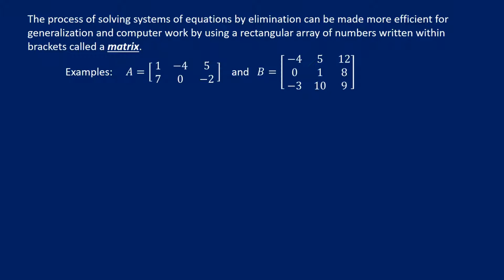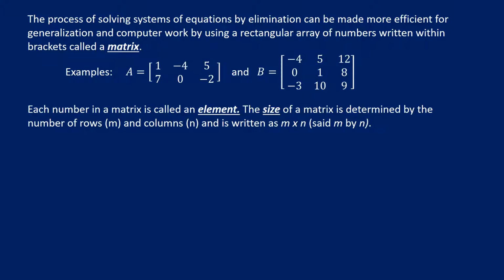And here are two examples of matrices. Matrix A we see is 2 rows and 3 columns. Matrix B has 3 rows and 3 columns. Each number in a matrix is called an element.